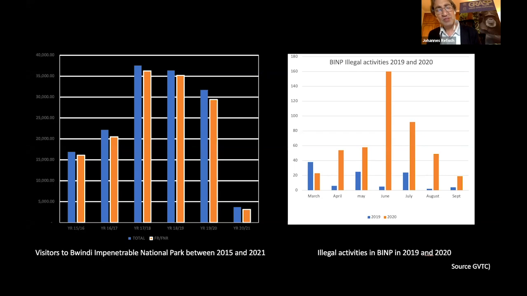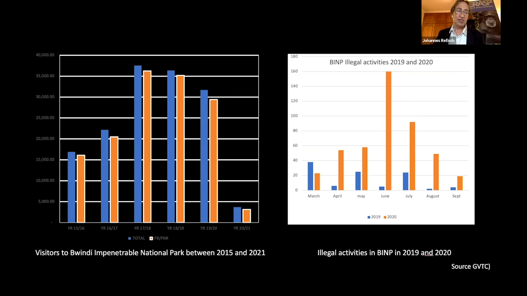And I would start with the pandemic. You have two graphics on that slide. On the left side, we mapped the visitors to Bwindi Impenetrable Forest between 2015 and 2021. And when you look at the last bar in 2020 and 2021, you see that we had a very sharp reduction in tourism numbers, a catastrophic decline in tourism numbers because of the lockdowns and also suspension of tourism operations. At the same time, we also looked at illegal activities in Bwindi Impenetrable Forest. And in June, July 2020, we had a sharp increase. And that was exactly when tourism was suspended between March and late July, early August.